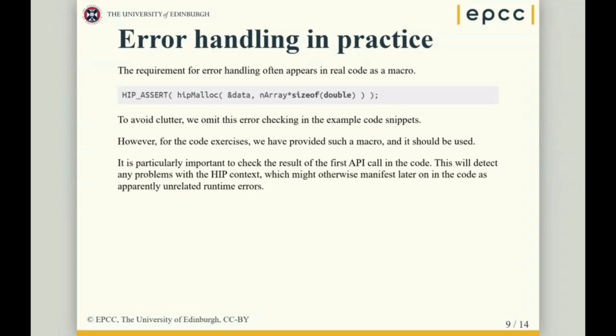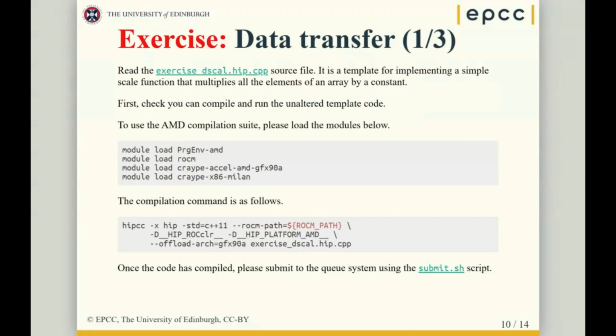It's particularly important to check the first API call of the code. This will detect if there's problems with the HIP context, so is the runtime that's dealing with and monitoring the device set up correctly? We don't want it to do something weird later on, so don't jump in without checking these codes, especially at the start. It's good practice to do this as much as possible.